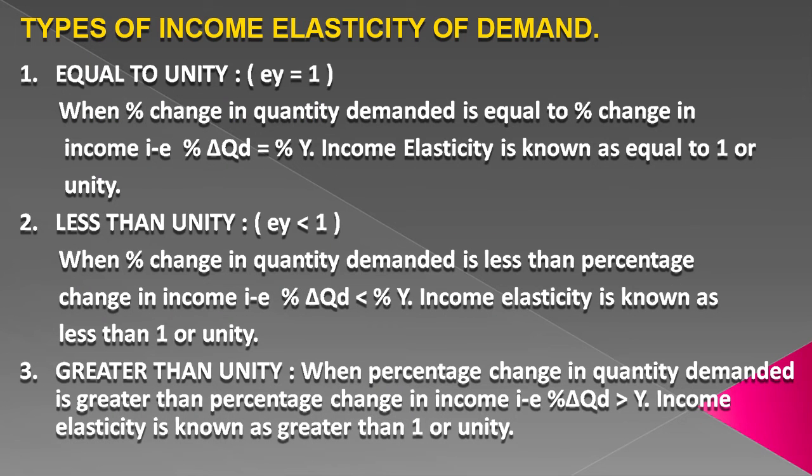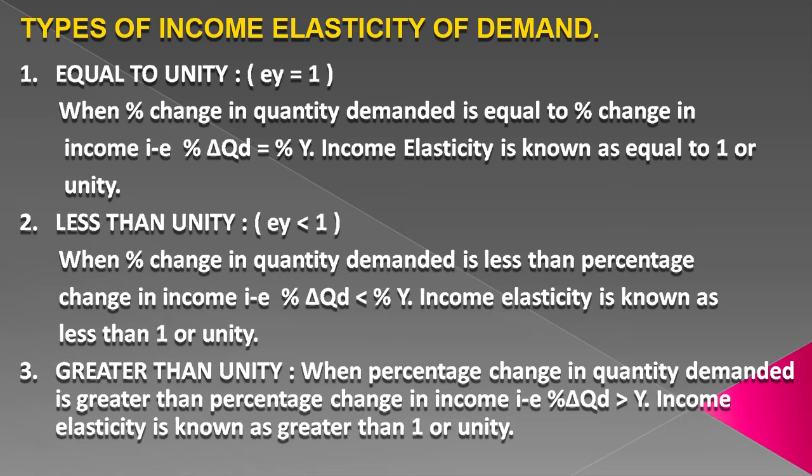Types of income elasticity of demand. First type is equal to unity, or income elasticity equals 1. When percentage change in quantity demanded equals percentage change in income, that is known as income elasticity equals 1 or income elasticity equals unity. For example, suppose income increases by 20%, quantity demanded also increases by 20%. There is an equivalent increase in quantity demanded and in income. That's why we call it elasticity equals 1 or elasticity equals unity.